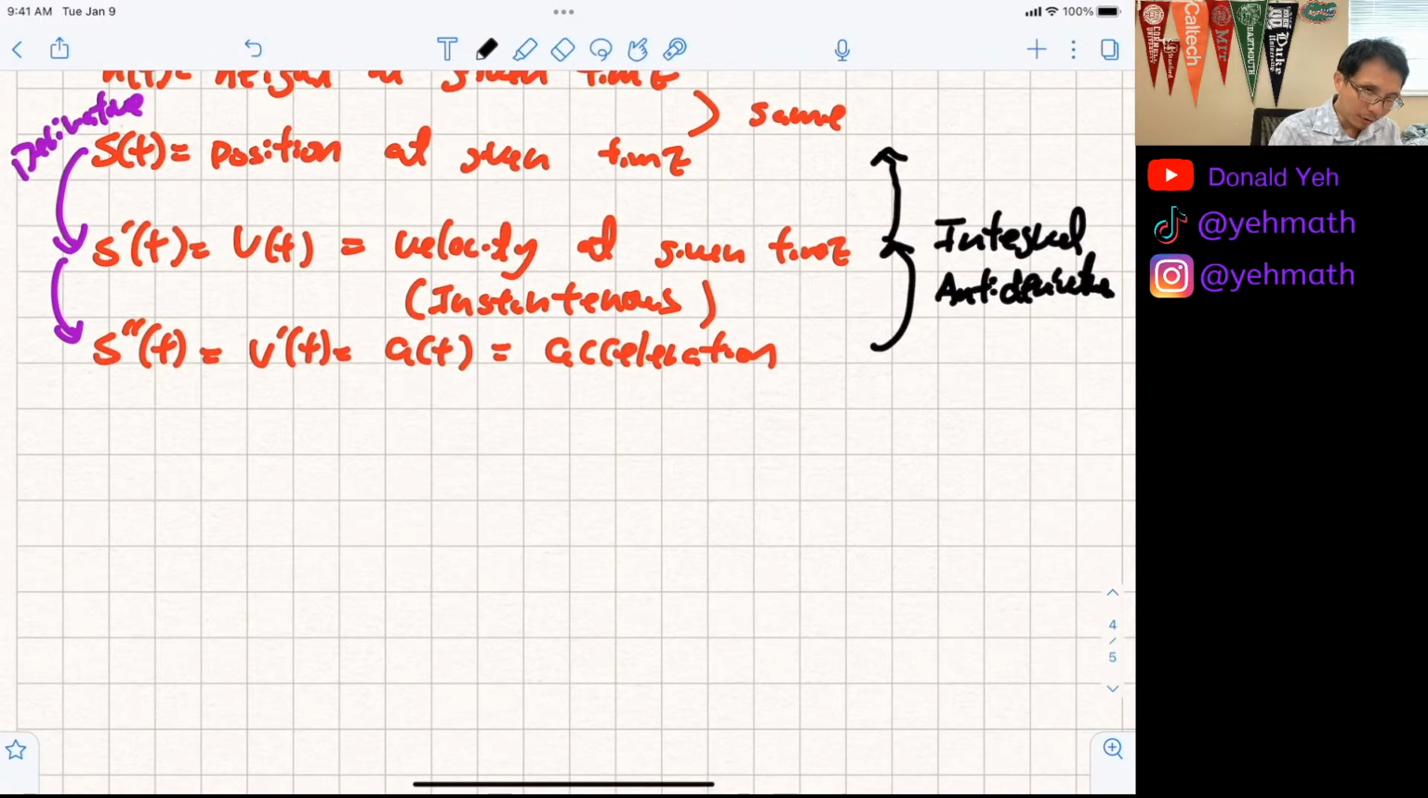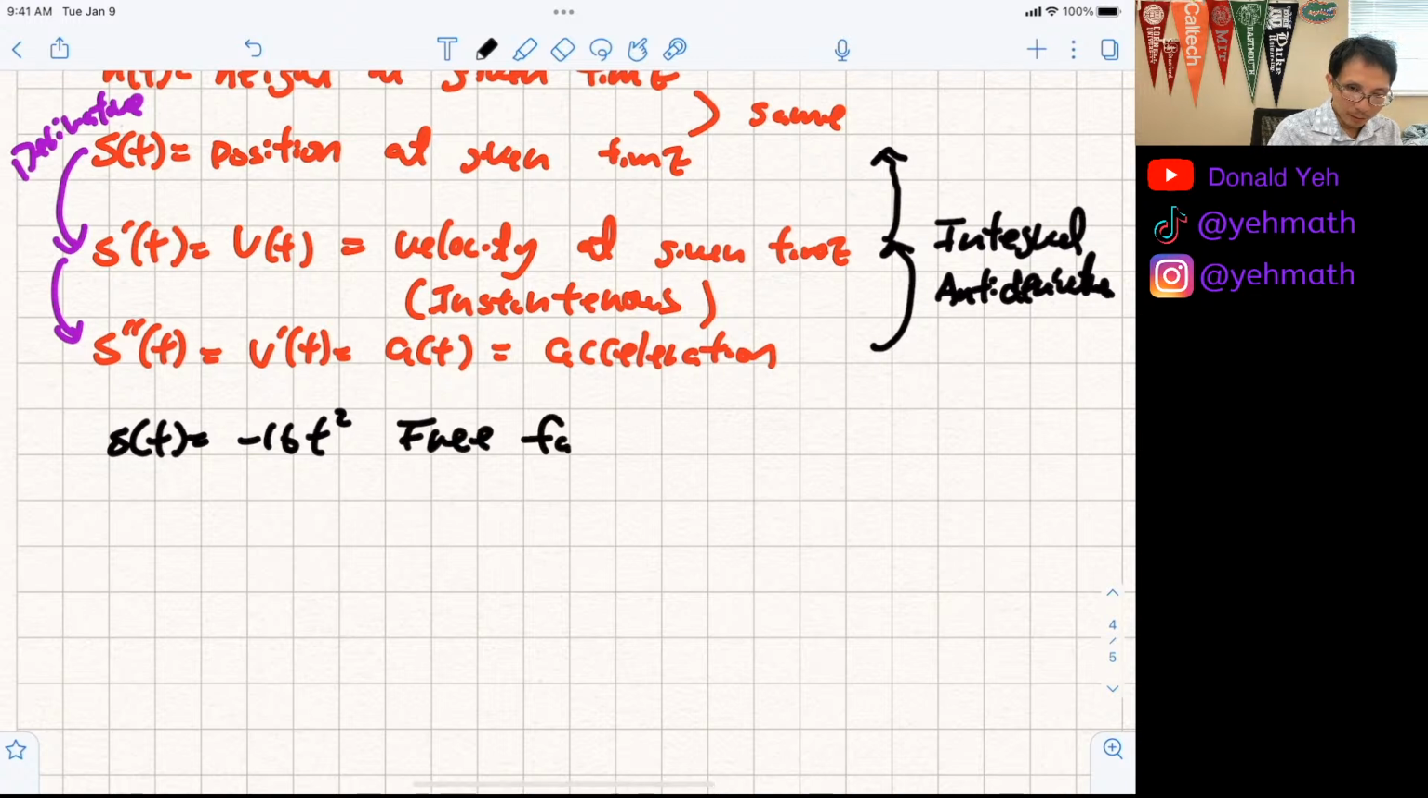We also talked about free fall last week. Free fall is going to be negative 16t squared. This is a free fall situation. That means you can use this formula to calculate how high a cliff or a building is by dropping something and just measuring the time. So that is a very easy formula for you. You just have to count the time and plug it in.